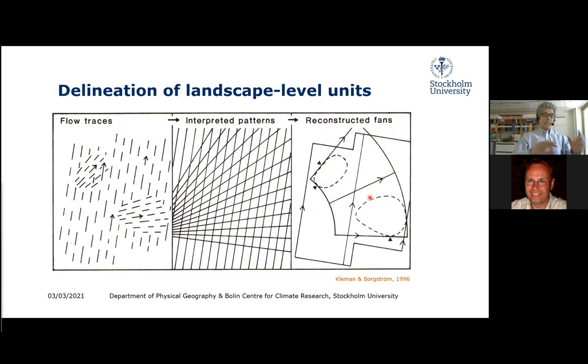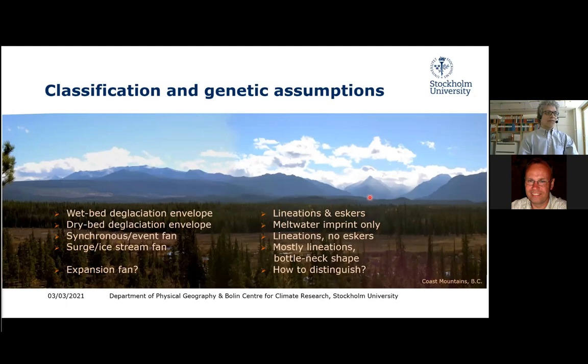Then now I have all these landforms and I make fans of all of them, so I get a representation. Then we need to think about what kind of fans we have, what sort of fans do we have? And this is basically the different types of fans that we recognize.